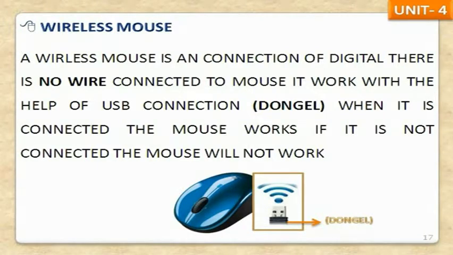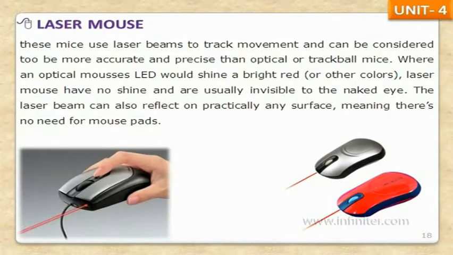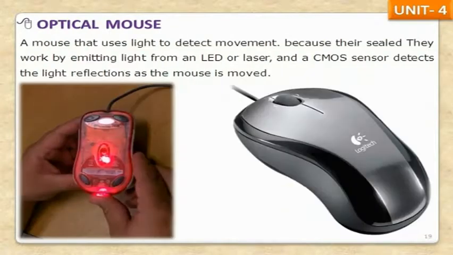Then the wireless mouse and its description. This is a digital way of connection. Then next, the laser mouse and its description. A picture is also given there, you can check it. Then next, the optical mouse. A picture was given there, see it and study the description.